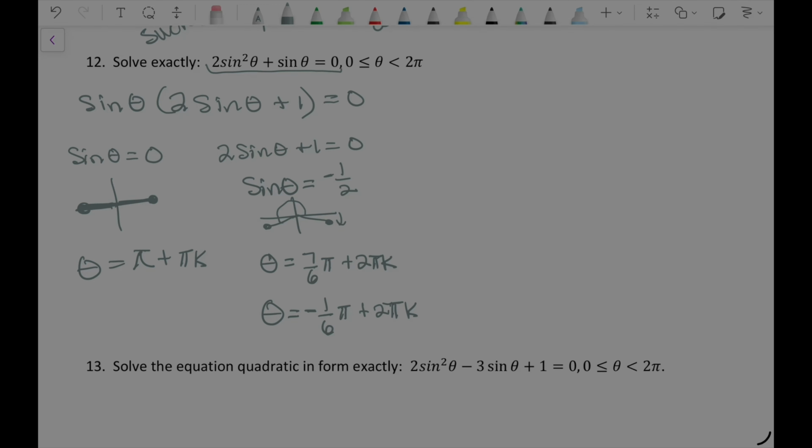So these would be all. Now you could also say 11/6 pi for the bottom, right? That was just one cycle later.